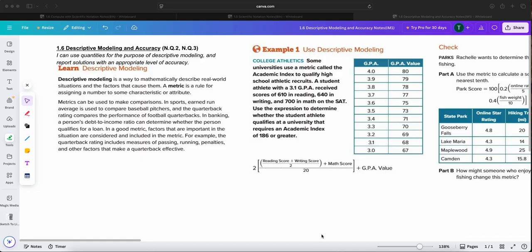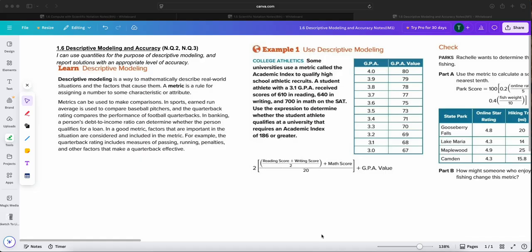Some universities use a metric called the academic index to qualify high school athletic recruits. A student athlete with a 3.1 GPA receives scores of 610 in reading, 640 in writing, and 700 in math on the SAT. Use the expression to determine whether the student athlete qualifies at a university that requires an academic index of 186 or greater.